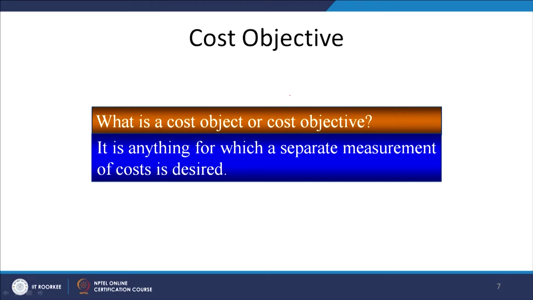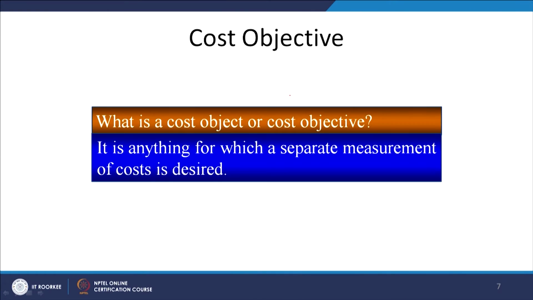Then comes the cost objective. What is the cost objective, or the objective of the cost? Why do we calculate the cost? Why is there a need to work out and find out that cost? It is anything for which a separate measurement of the cost is desired. You are manufacturing 4 different products. We are sacrificing different resources for these 4 different products. So, now we have to go for a separate measurement of the cost for these 4 products. Separate costs we have to measure, find out, and calculate, because the sacrifice of the resources for the 4 different products is different.